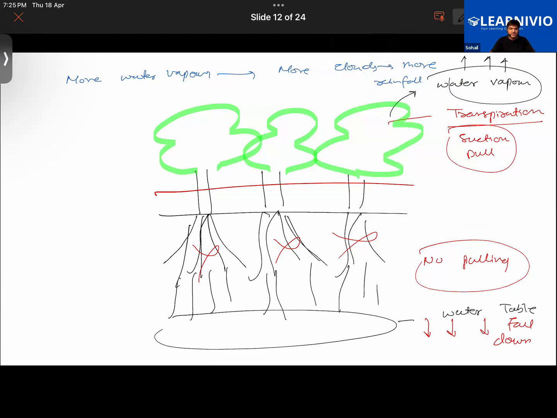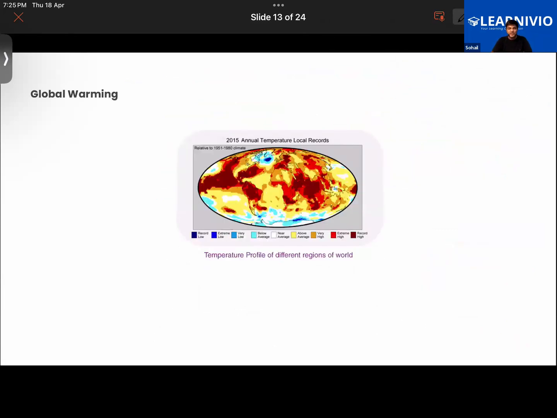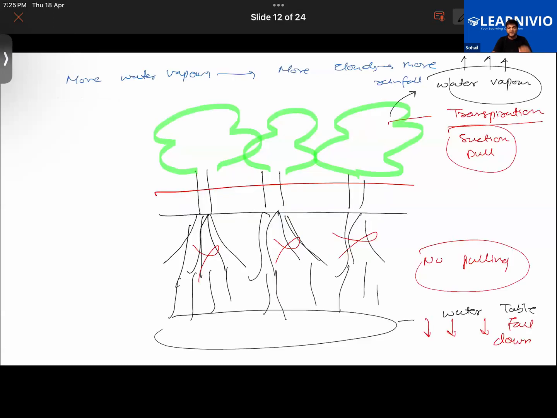So this is one of the reasons. Also, deforestation has led to extinction of many wild animals and plants. We know forests are the natural habitats for many wild animals, birds, and plants. So when forest trees and other forest plants are cut down, the natural habitat of wild animals and birds is getting destroyed.